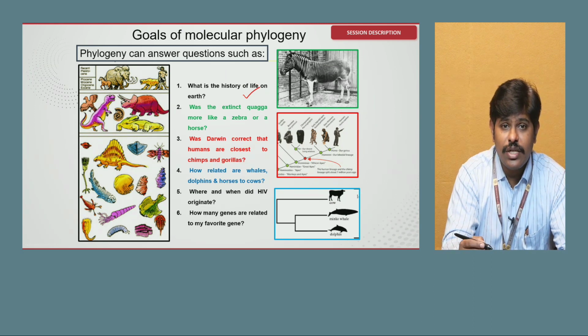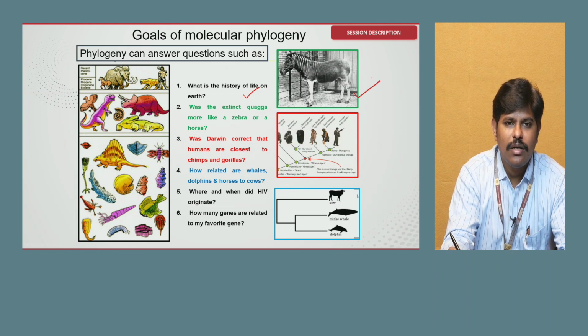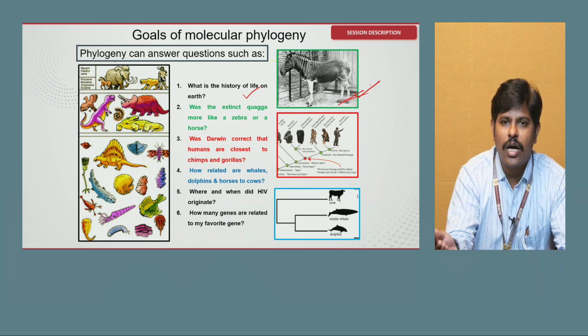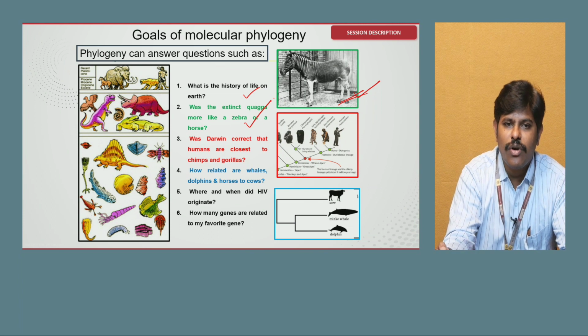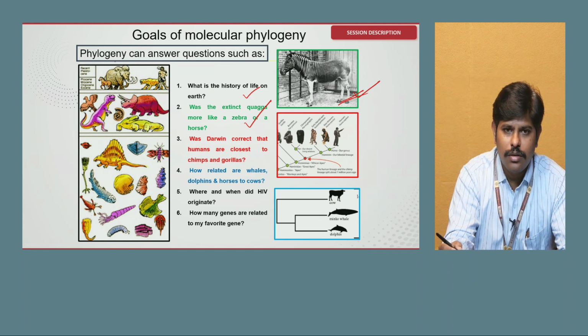Was the extinct animal quagga more like a zebra or like a horse here? It looks half evolved from the zebra and half evolved from a horse, but by using simple sequence elements and molecular phylogeny, we should be able to address this question here. Was Darwin correct that humans are closest to the chimpanzees and gorillas? So we can ask this question.